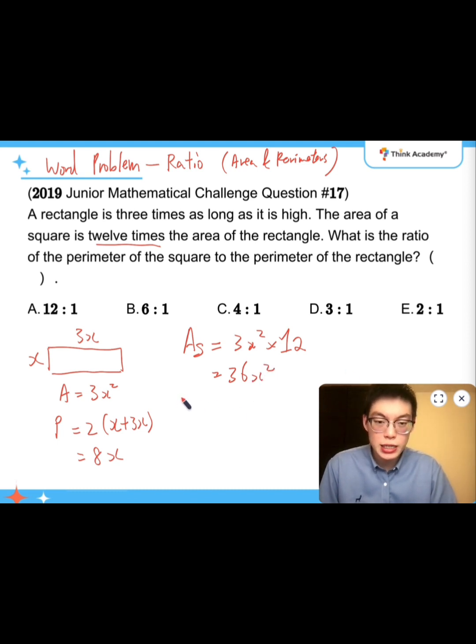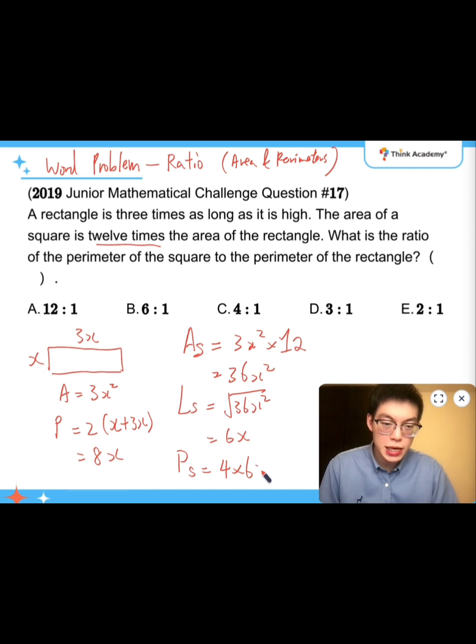So what is the side length of the square? The side length of the square, let's say L, is going to be the root of 36x squared. That's going to be 6x. And finally, what is the perimeter of it? The perimeter of the square is 4 times 6x, which is 24x.